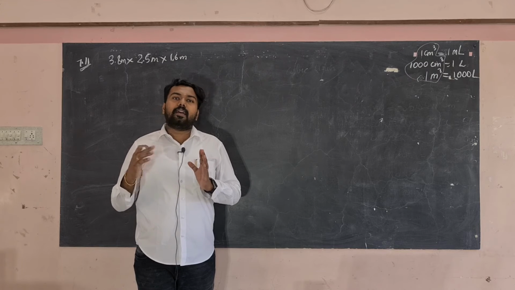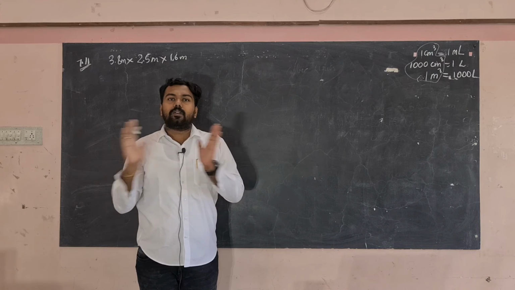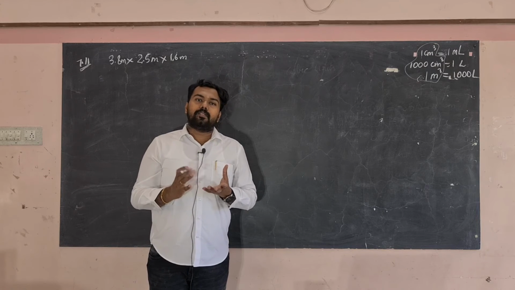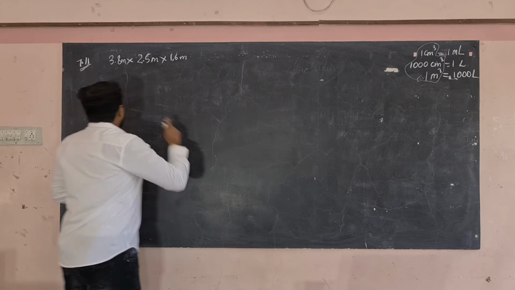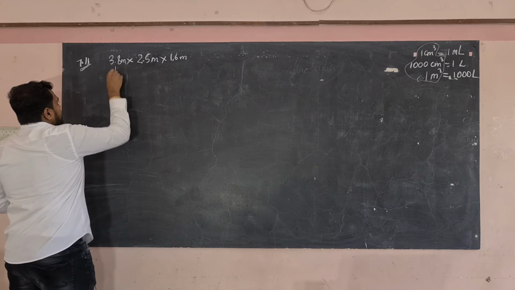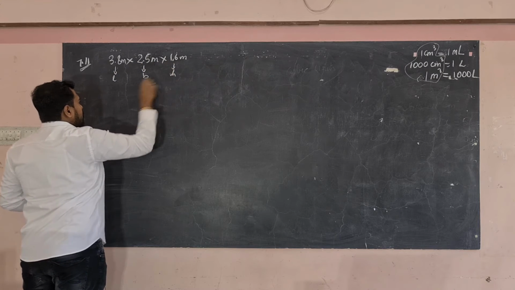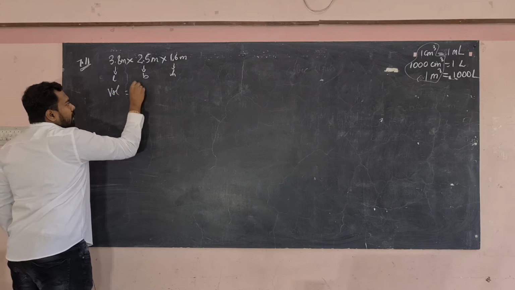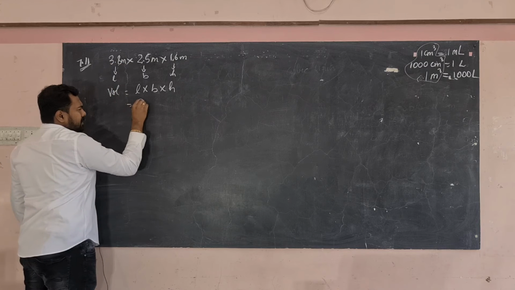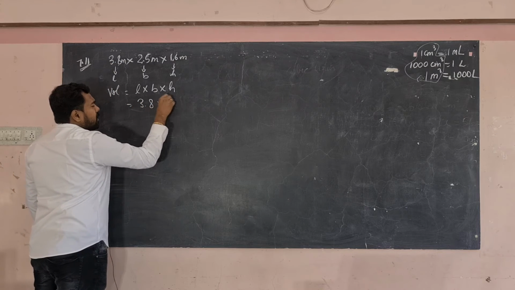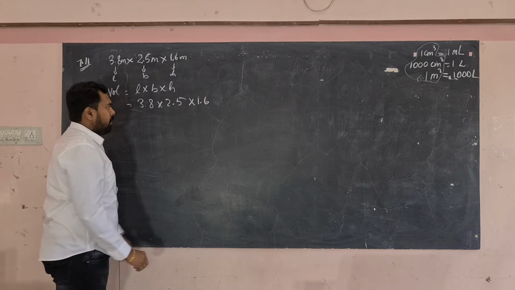So for that we need to find volume. Volumeங்கிறது என்னது? The space occupied. So the total space occupied. அந்த கண்டுபிடிச்சிட்டோம் அப்படின்னா we can find how many liters it can accommodate. So first, what is this? It is L. This is B. This is H. So what is the volume formula? L into B into H. So what is L? It is 3.8 into 2.5 into 1.6.